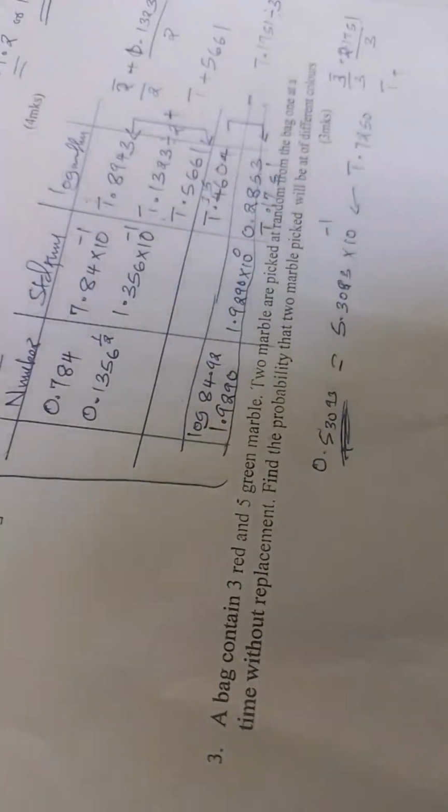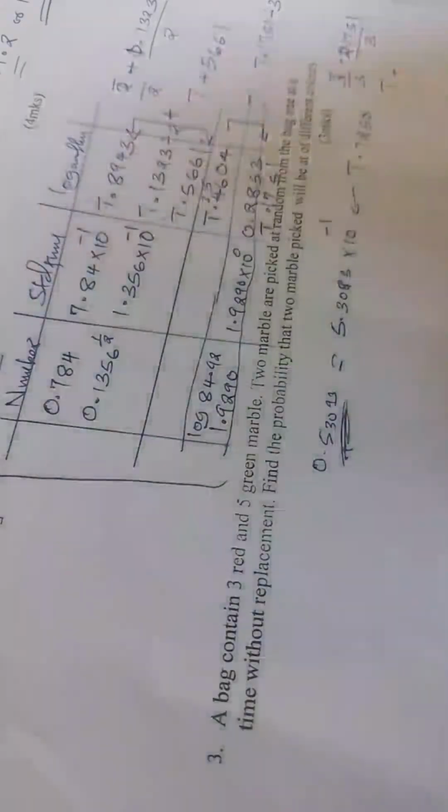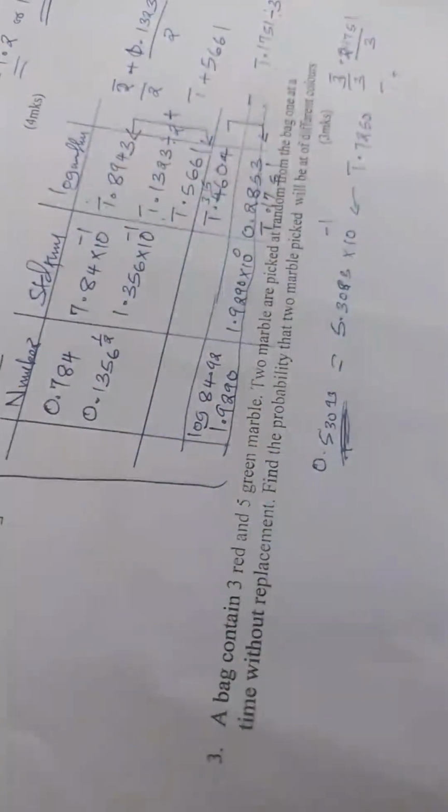A bag contains 3 red and 5 green marbles. 2 marbles are picked at random from the bag, one at a time without replacement. Find the probability that the 2 marbles picked will be of different colors. So meaning that we have a bag. The bag contains 3 red balls and 5 green balls. So the 2 balls are picked at random, one after the other. We go for one, then later on we go for the second ball without replacement.